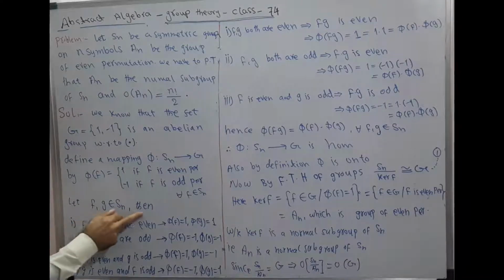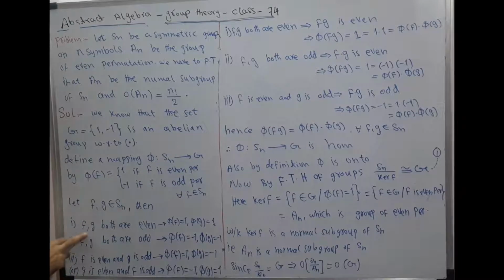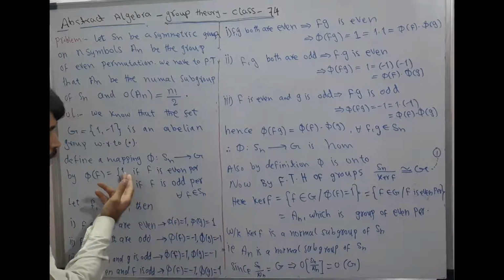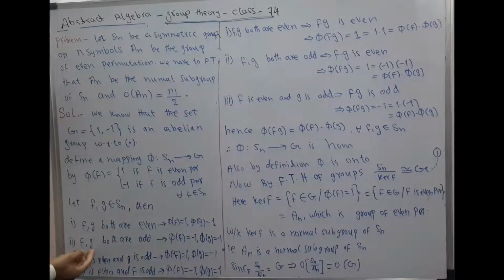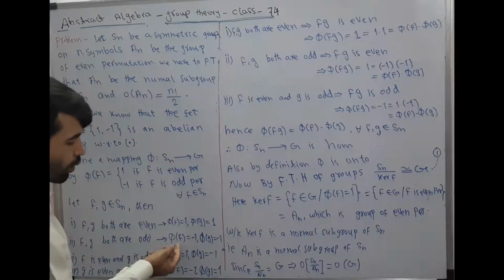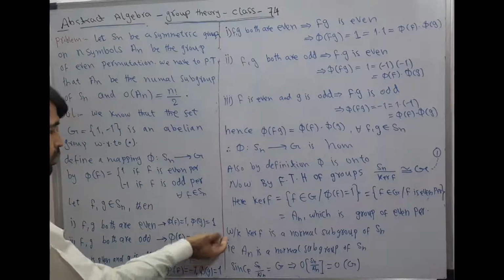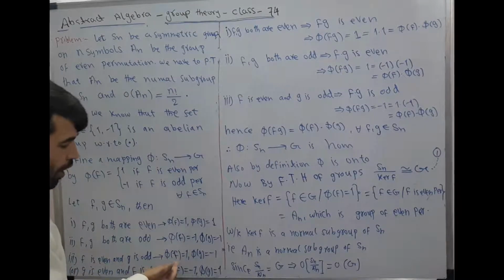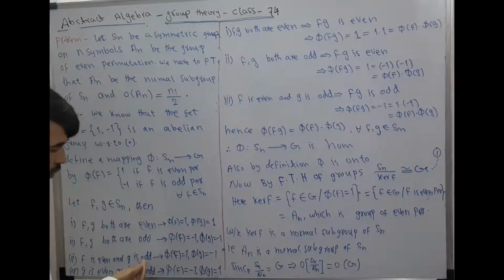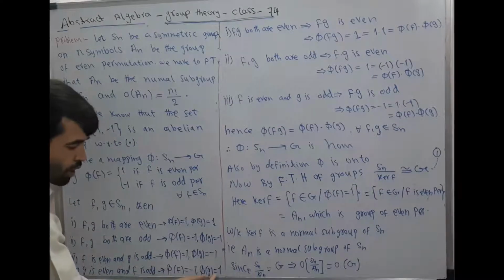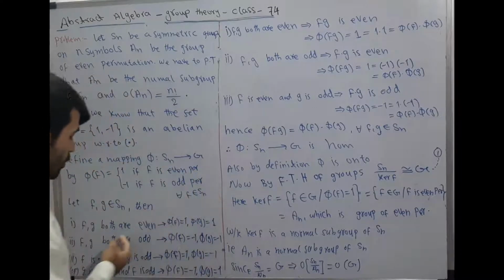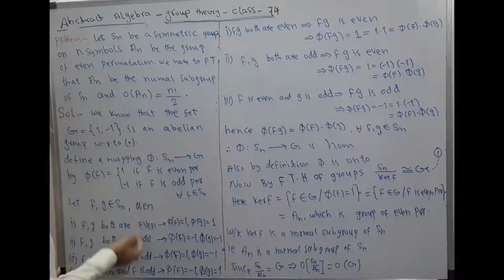Let f, g belong to Sn. Then there are three cases. One, f and g are both even permutations. Then phi of f is equal to 1 and phi of g is also equal to 1 according to that definition. Number two, f and g are both odd permutations. Then phi of f is equal to -1 and phi of g is also -1. Third, f is even and g is odd. Then phi of f is equal to 1 because f is even, and phi of g is equal to -1 because g is odd. Or, g is even, then phi of g is equal to 1 and f is odd, so phi of f is equal to -1 according to the definition of function phi.